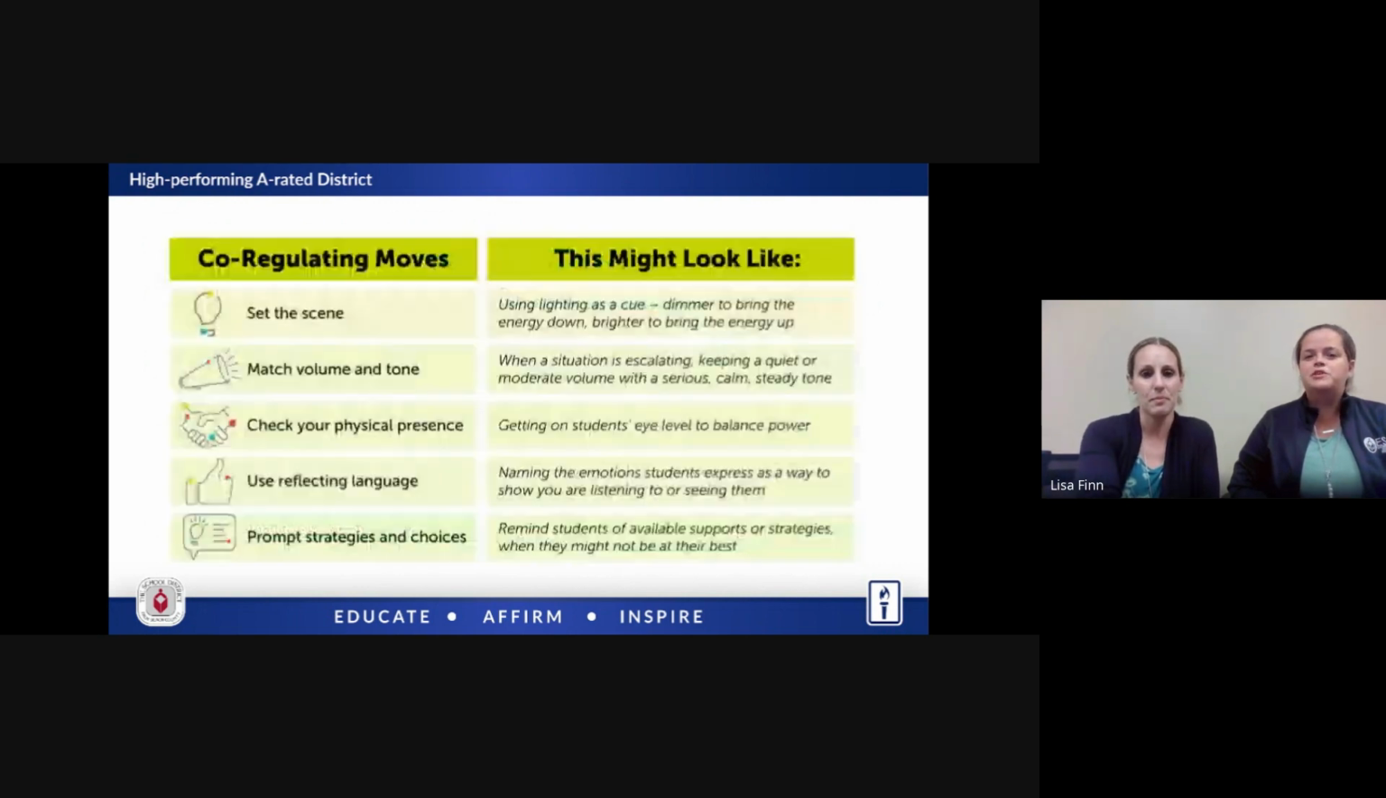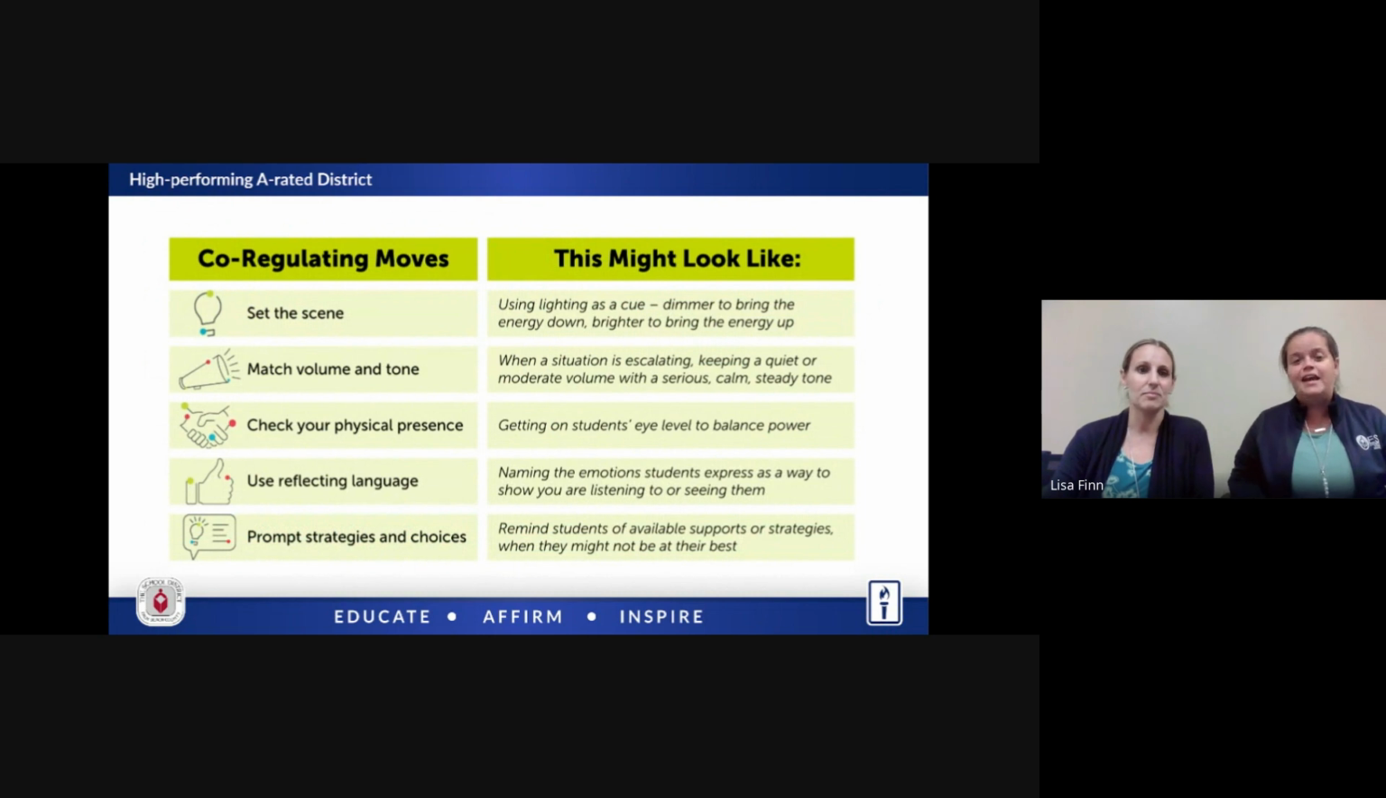Absolutely. And I don't want you to think about that just as an age level, right? Not all of our kids by third grade or by fifth grade or by middle school are going to have those strategies. You may still, even in a secondary setting, have students who have not had enough of those co-regulating experiences to be ready to self-regulate. So I don't think it's an age thing. It's more of, how many experiences do they have?